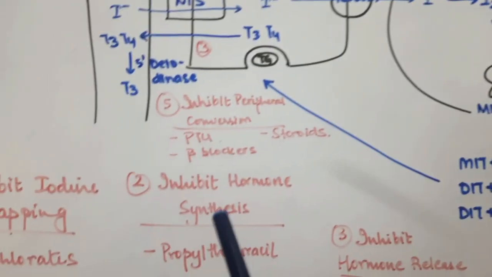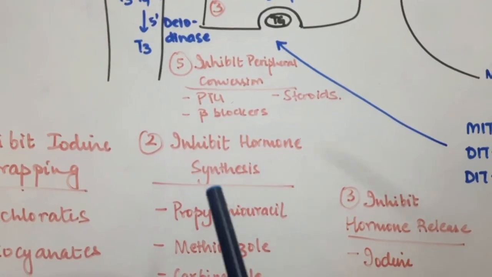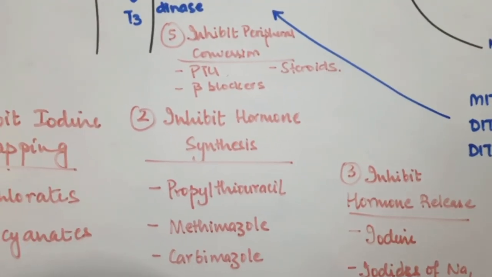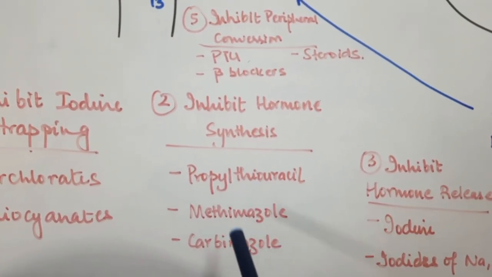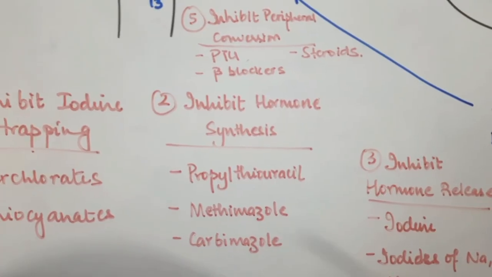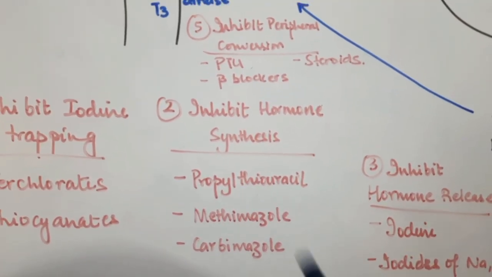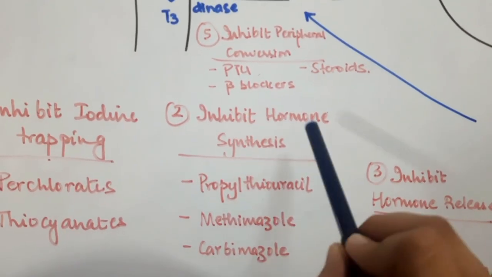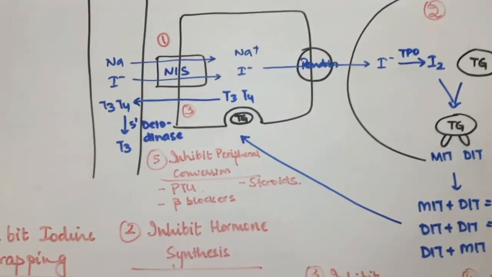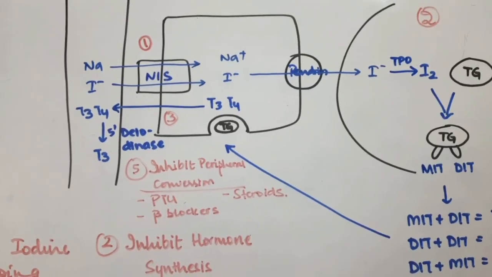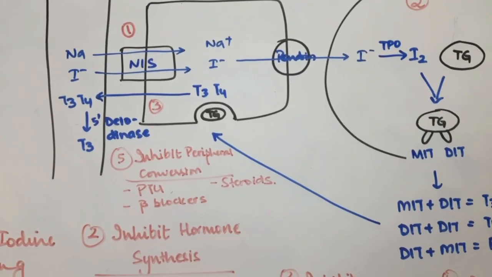The second group of drugs inhibit the thyroid hormone synthesis in general. So those drugs will be propylthiouracil, methimazole and carbimazole. These three drugs will inhibit thyroid hormone synthesis. As a whole, the entire process of thyroid hormone synthesis will be inhibited by these drugs.